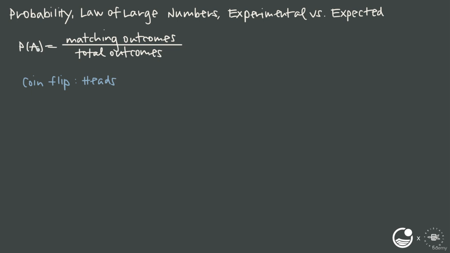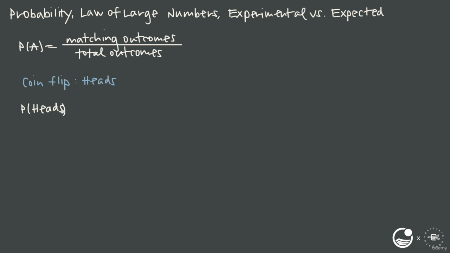So in this case, event A from our formula is the event that we get heads. So we could either say event A is heads, and we could calculate the probability of event A like this, or we could also write it this way, the probability of getting heads. We don't have to write event A specifically. We can just write the probability of getting heads.